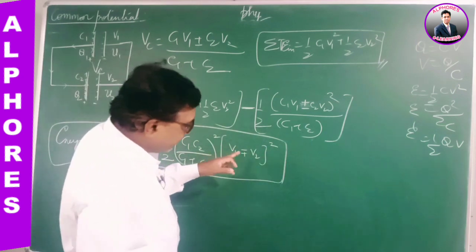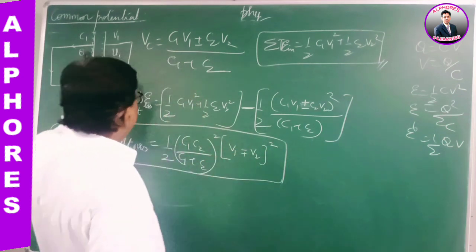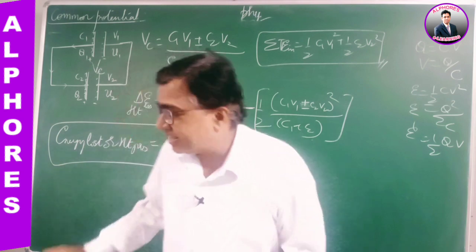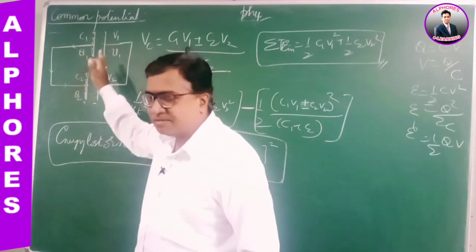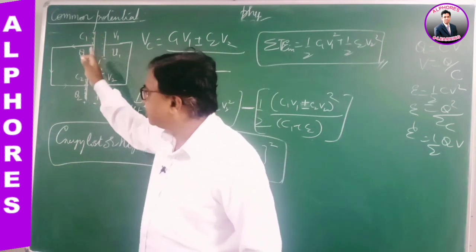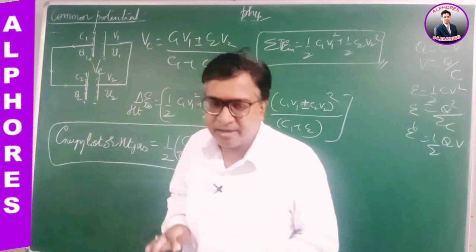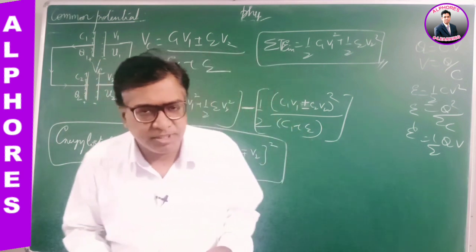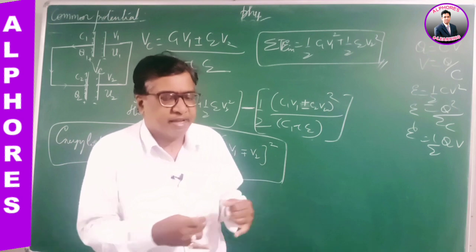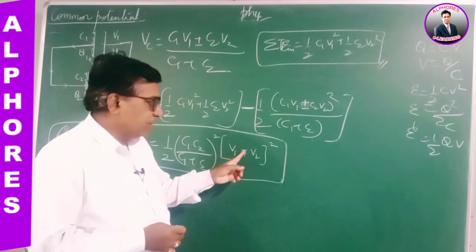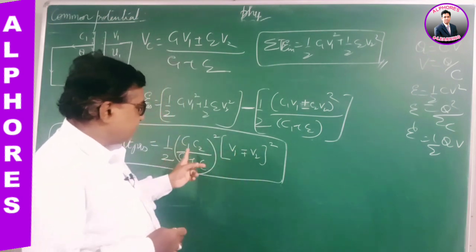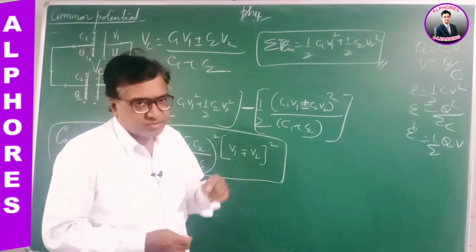Please understand here. In this case, plus is connected to plus, minus to minus, positive to positive, negative to negative. In the parallel method, the right way of connecting in parallel, you will get minus. So it is half C1 C2 by (C1 plus C2) whole square, (V1 minus V2) whole square.